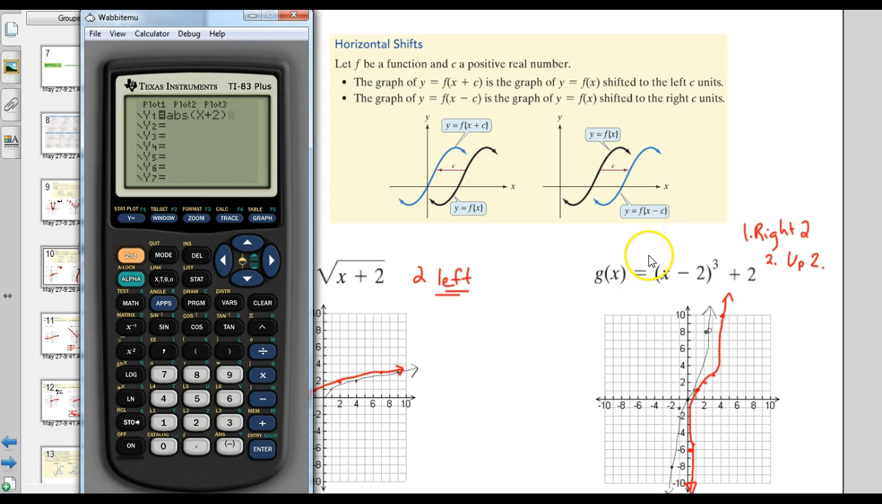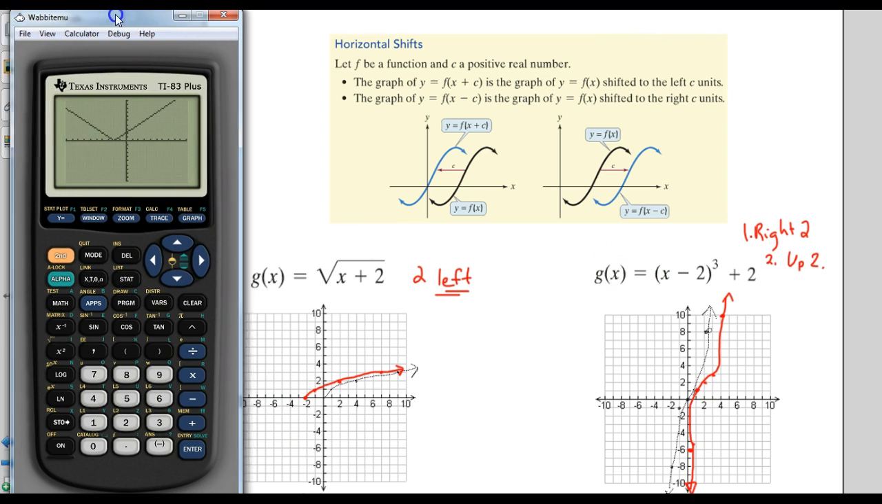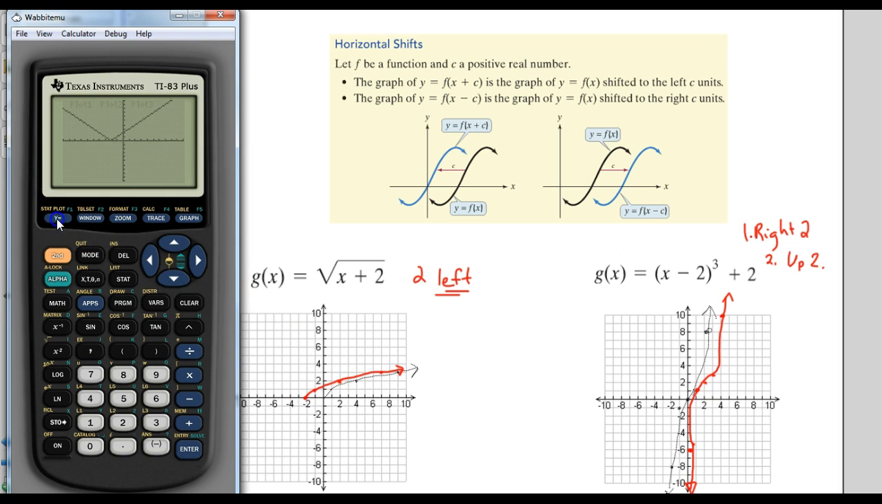Okay. Now you can always use your calculator to help you with these. So there's the absolute value function, and we can see it was shifted. That's not what we had though. We had square root, my fault. The square root function x plus 2.